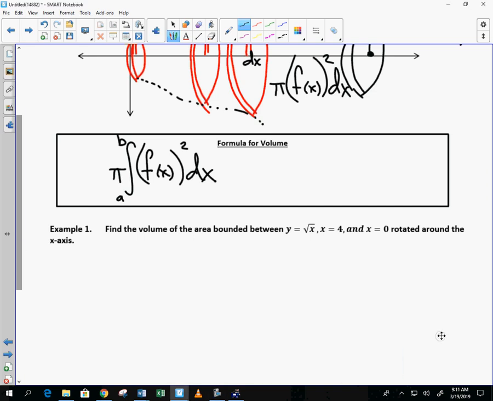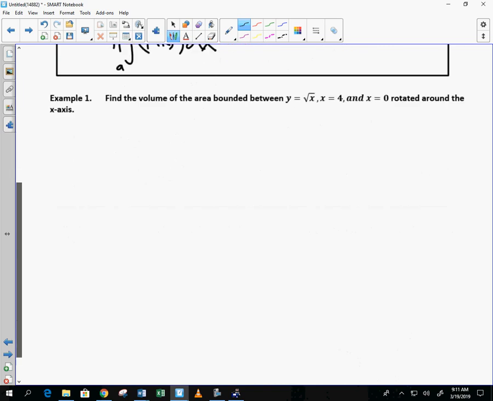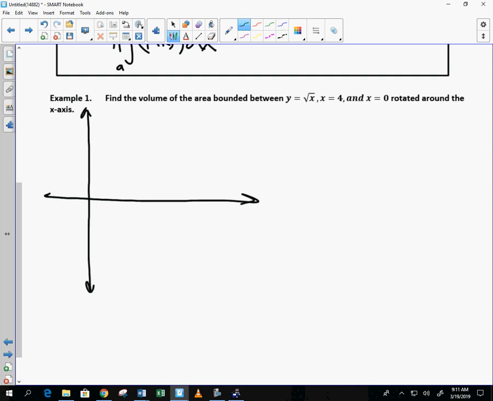You're more than welcome to. Here we go. Let's try an example. Find the volume of the area bounded between y equals the square root of x, x equals 4, and x equals 0, rotated around the x-axis. Let's start to see the space that we're actually working with. Y equals square root of x. What the heck does it look like?